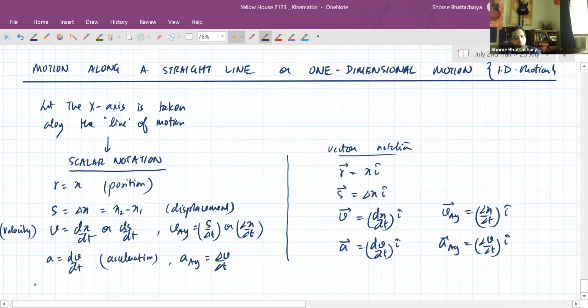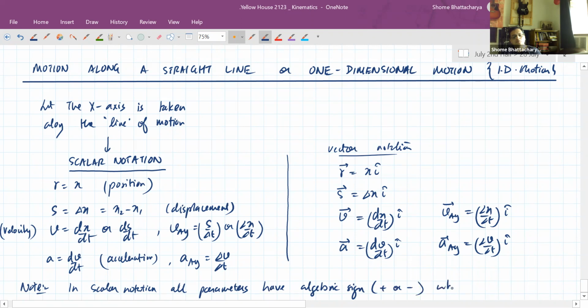So in scalar notation, all the parameters have an algebraic sign, that is plus or minus, which indicates the direction. So we don't need the unit vector notation, because the unit vector is the same for all the parameters, because the motion is only happening along one dimension or one axis.